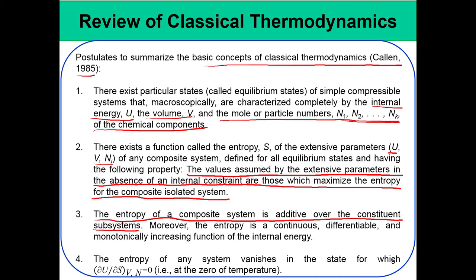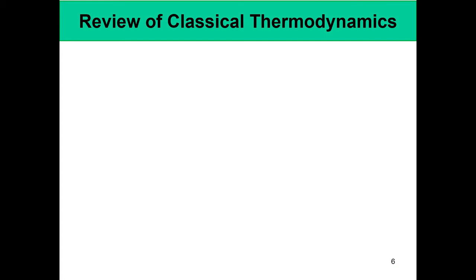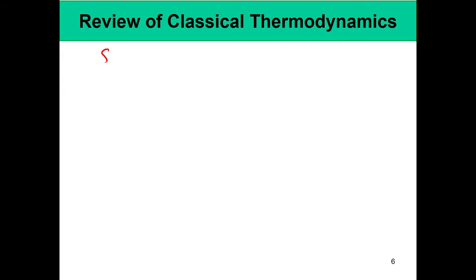These first three postulates are very important, and we will use them to essentially review chemical thermodynamics. If you go to this second postulate, it says that S is a function of U, V and Ni. U is the internal energy, V is the volume and Ni are the mole numbers. So, we can also write the internal energy is a function of S, V and Ni.